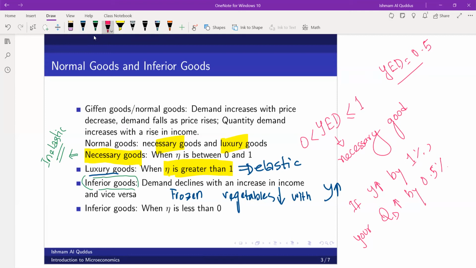So this is also very important. When YED is less than 0, this means there is a negative impact, right? If your income increases, then there's a negative impact on the quantity demand. That means YED would be negative, and that means that the good is an inferior one.